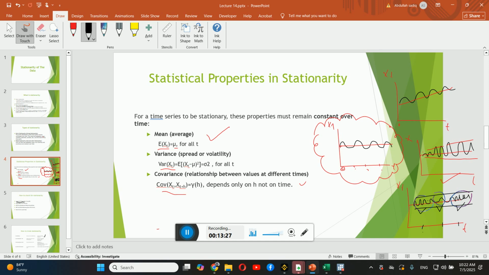And in this example, the mean value, the variance and the covariance, all of them are simply constant. If you have a data set with these properties, with a graph looking like this, then you can say the data is stationary. Now, inshallah, you will learn how to check for stationarity.